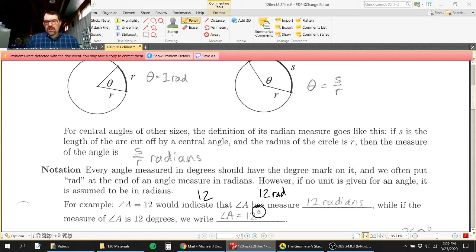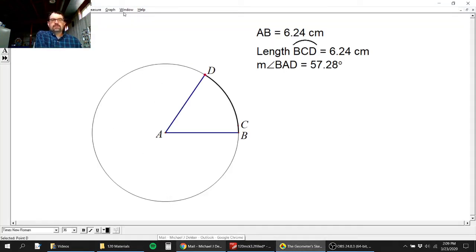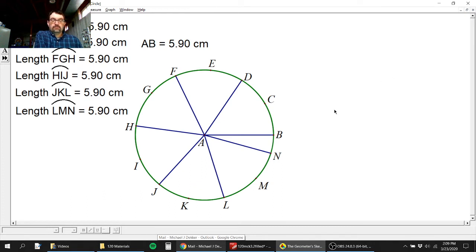So how do we get back and forth between these? We know there's 360 degrees in a whole entire circle. Well, how many radians are in a whole entire circle? If we knew that, we'd have our measurement. This little picture shows you how radians fit into a circle. You get a radian when, here's our radius, which in this picture is 5.9.